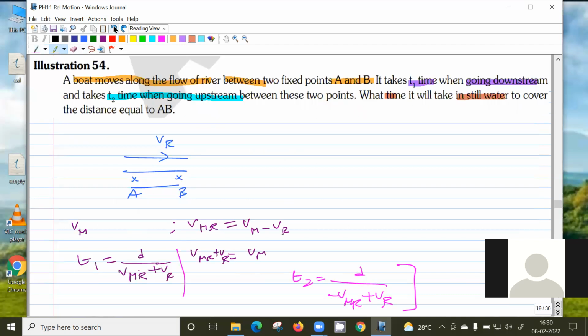So they ask the velocity of the boat in still water, sir. What will be the time taken to cover the distance in still water? Okay, so when the water is still, the time taken to cover, that is T3, will be the distance divided by velocity of man. And the velocity of man will be the swimmer's capability. It is the same as velocity of man with respect to river.